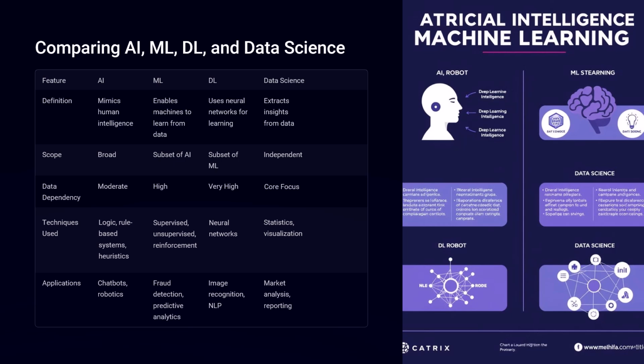Data science. Definition: extracts insights from data. Scope: independent. Data dependency: core focus. Techniques used: statistics, visualization. Applications: market analysis, reporting.